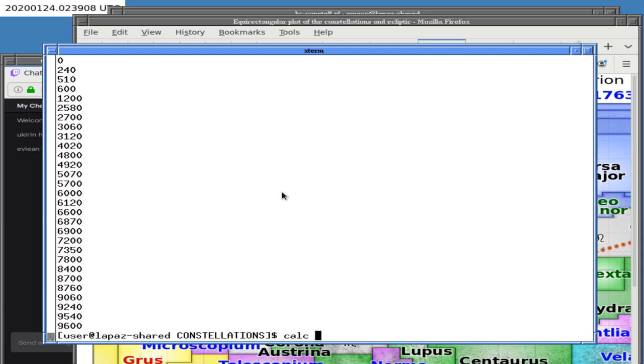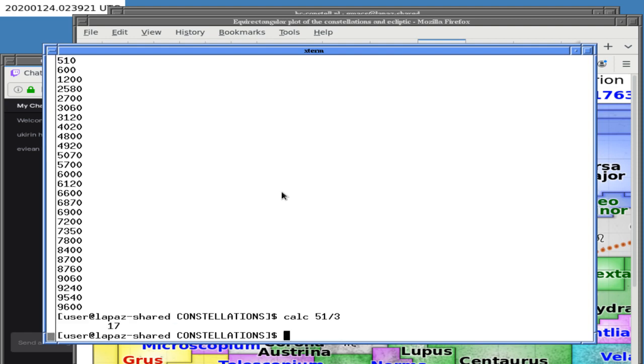So for 510 and 240, 240 is divisible by 20. So they all look like they're divisible by 10, but not by a bigger number. 51, I'm pretty sure, is divisible by 3, but that doesn't really count. Actually, maybe it does. Are these all divisible by 30? Let's find out.